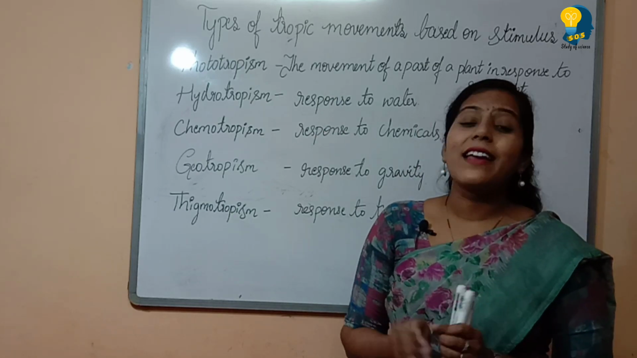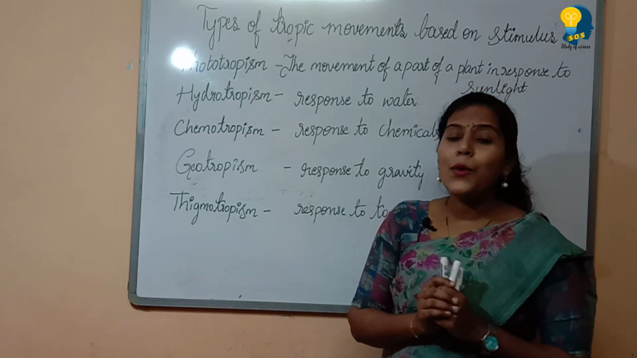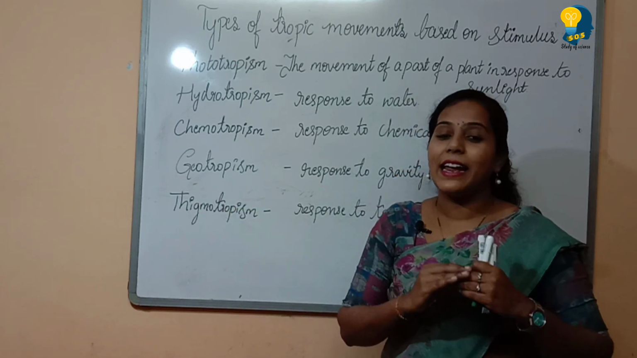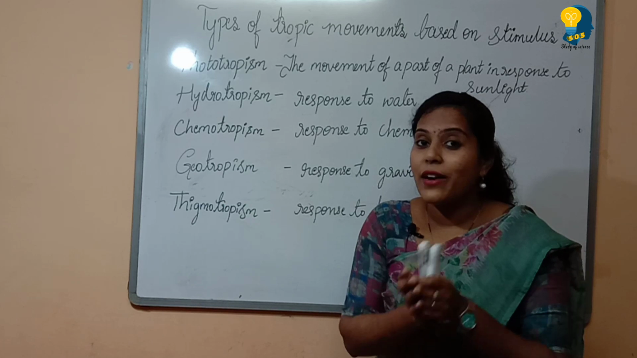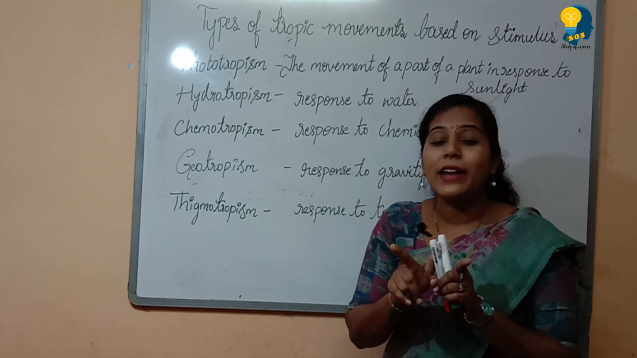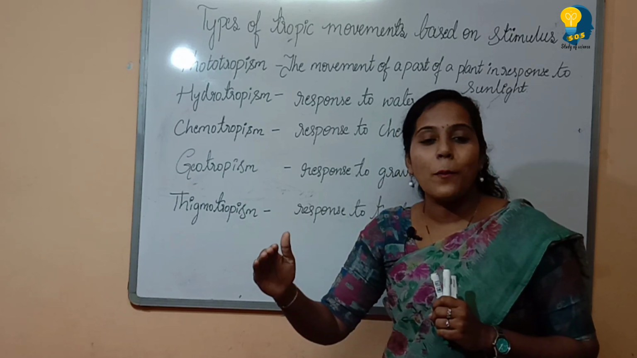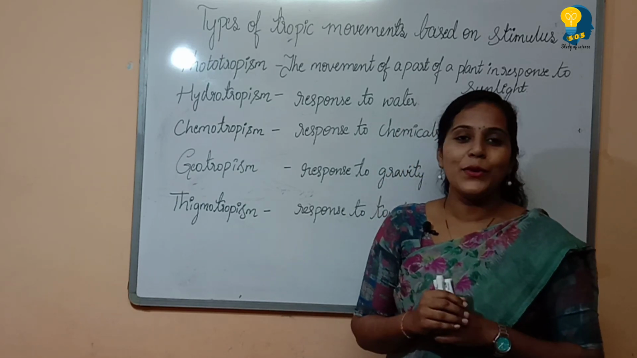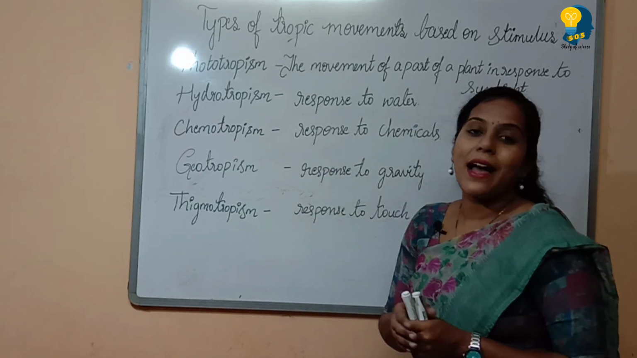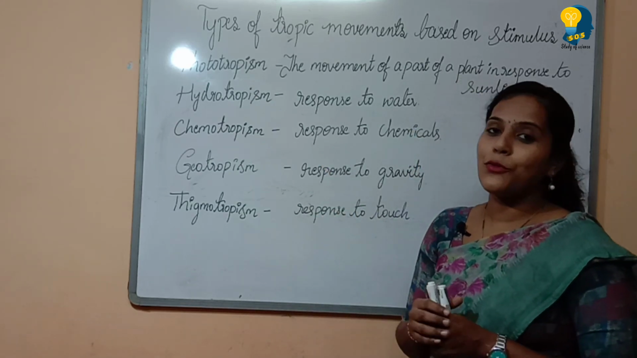Now let us understand a few examples of how the plants show positive tropism as well as negative tropism. We have understood, right? In the previous slide, I told you that the tropic movements will be of two types. One is positive tropism and another one is negative tropism. Let's understand with some examples how the plants show the different types of tropisms.